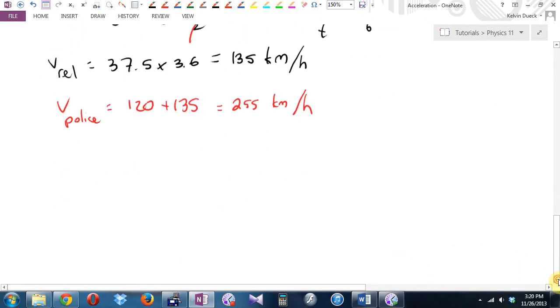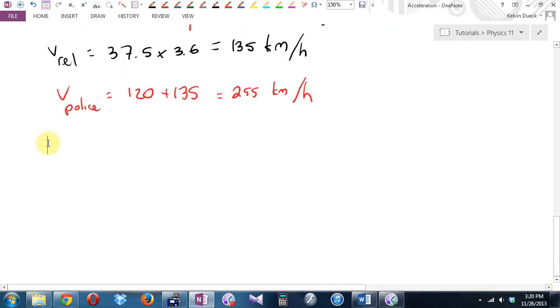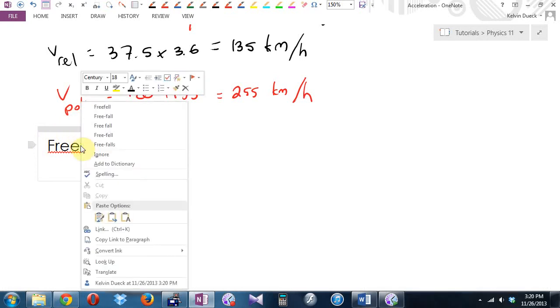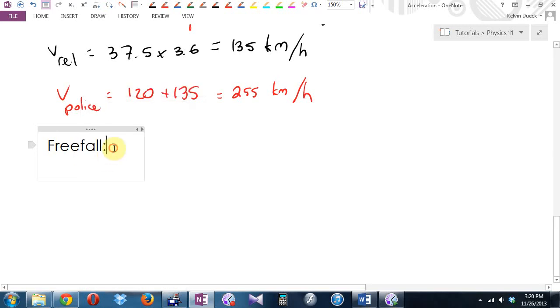I'm going to ask you some questions about free fall. Learn to type. Free fall. Oh yeah, my computer doesn't recognize it. You know what? I think that's a word. Free fall. Add to dictionary.